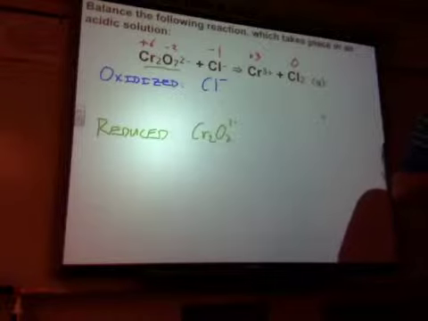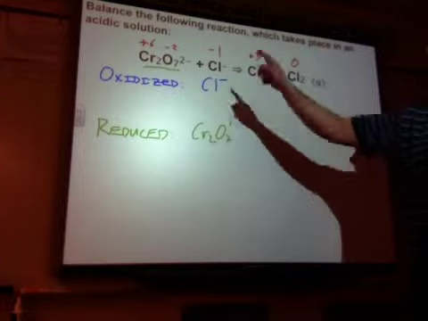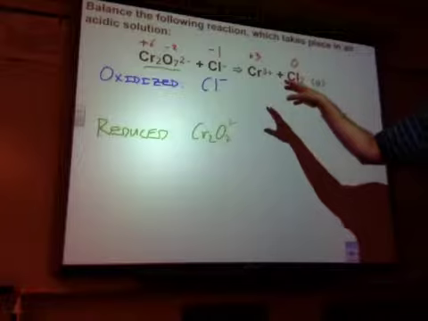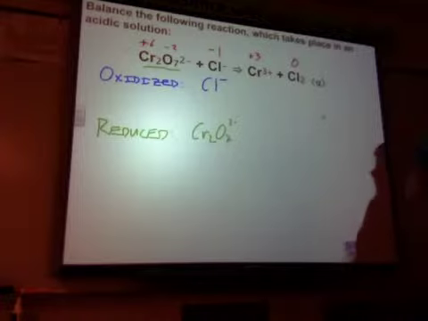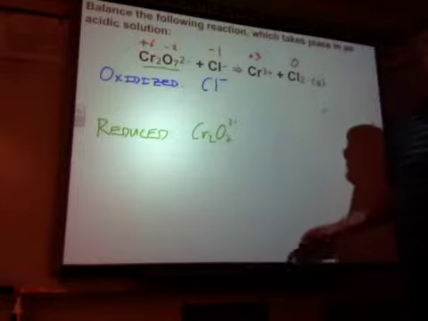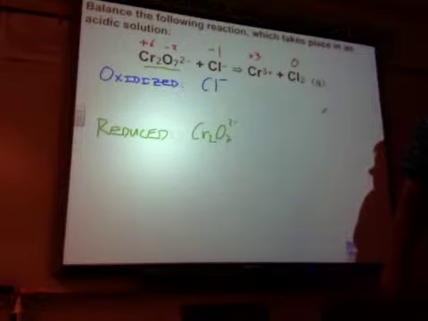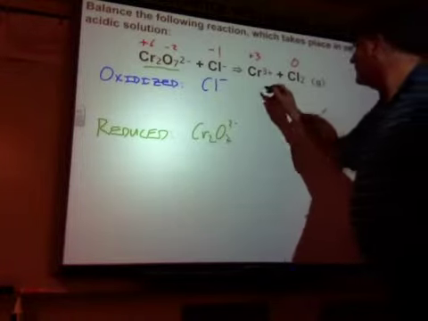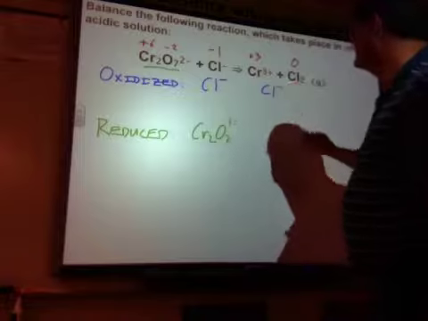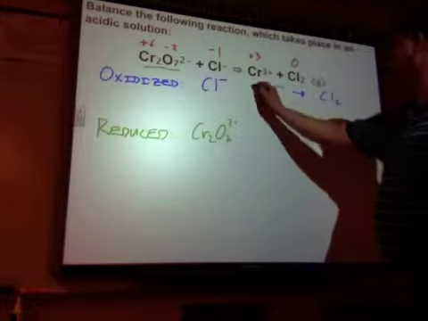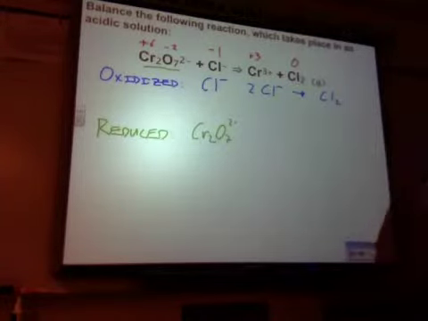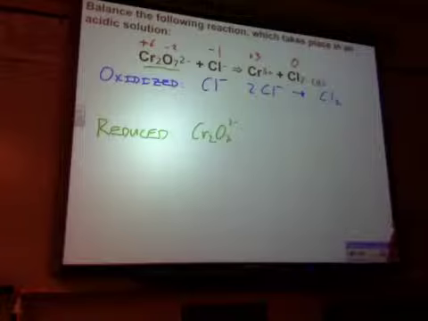Okay? And in a half reaction, all we're worrying about is just getting from beginning to end. We've got to balance it by mass and by charge, but we don't have to balance it with respect to the other stuff. Okay? So what's our half reaction for oxidization? For the oxidation reaction? Cl- being oxidized to Cl2. We've got to put a 2 in front of that just to balance it by mass. Okay?